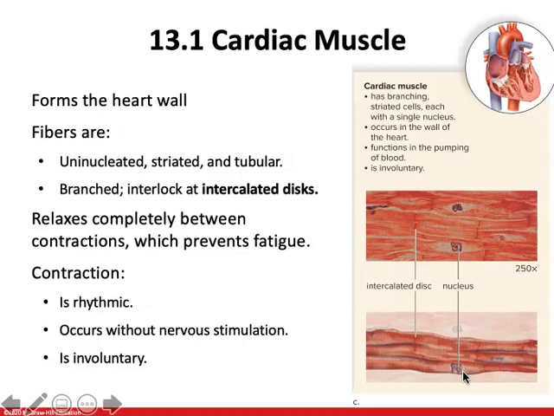We're going to see that they are branching in structure, so they're not necessarily just linear, but they can form large branching structures, and they interlock at intercalated discs. Now, these are gap junctions that permit the contractions to spread through the heart wall.